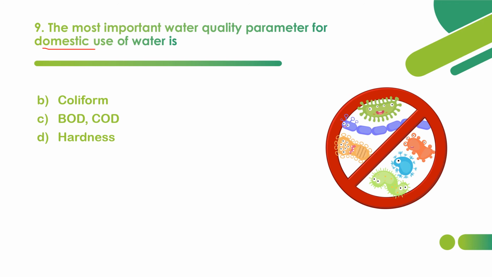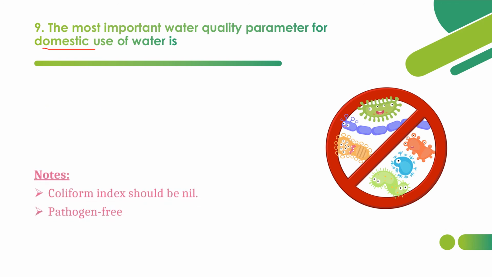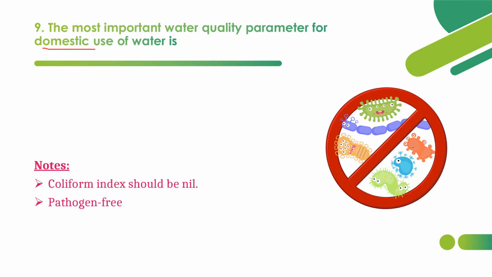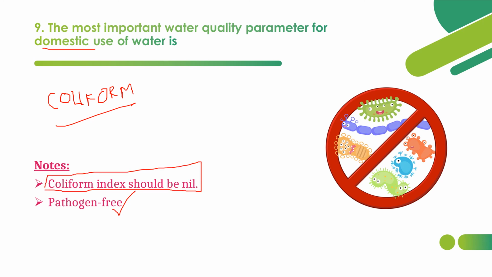So the most important water quality parameter is actually coliform. Option B is the correct one. Coliform is the most important water quality parameter that has to be checked before consumption. Why? Because no drinking water shall contain pathogens. It should be pathogen free, and the coliform index should be nil. So that's why disinfection is the most important treatment in the treatment of domestic water.